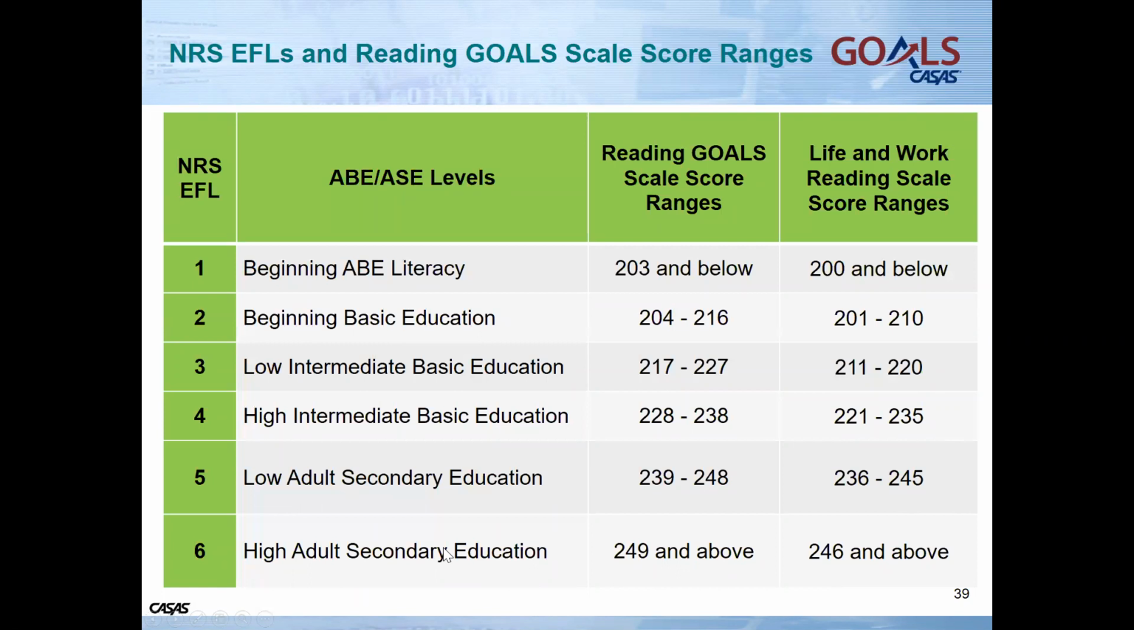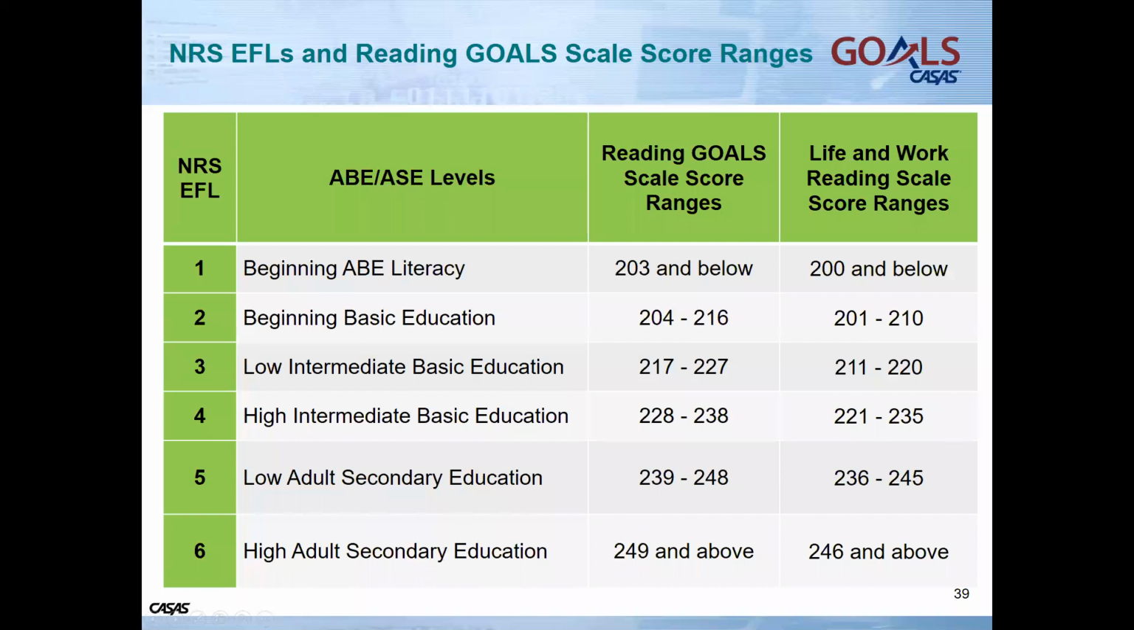So as you transition, you may find that some students who you might have thought were ready to get out of beginning ABE literacy might have to stay there a bit longer in order to transition into beginning basic ed because of this difference between 201 and 204. Then what's interesting about these score ranges is that it's this level 2 that is the widest range. Remember, it used to be level 4, but now that has changed. So now it's level 2 that's a very wide range. It used to be 10 points. Now it's more. So that may take a little longer to get through.